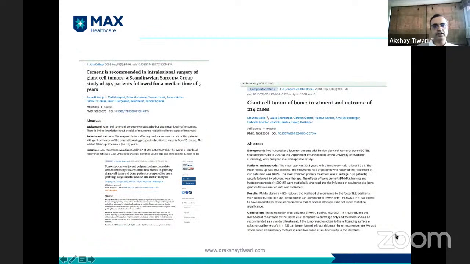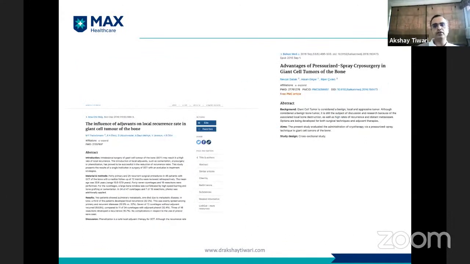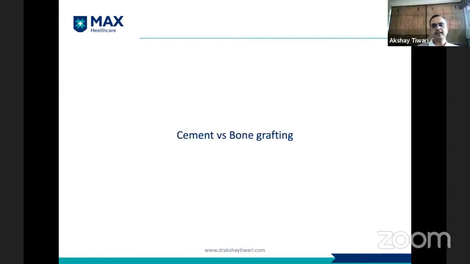But again, cement has been shown to have some adjuvant effect and some effect on reducing the risk of recurrence. And again, there have also been proponents of both liquid nitrogen and things like phenol as well, even in not so old literature. What about cement and bone grafting? Mandeep and I had a good debate in IMSOS at Bangalore regarding this. And this remains the eternal debate in giant cell tumor.